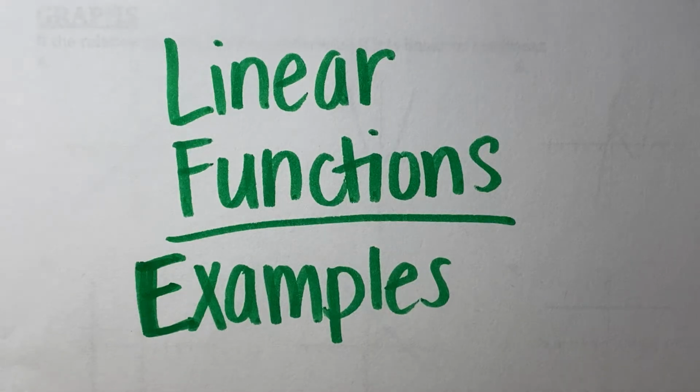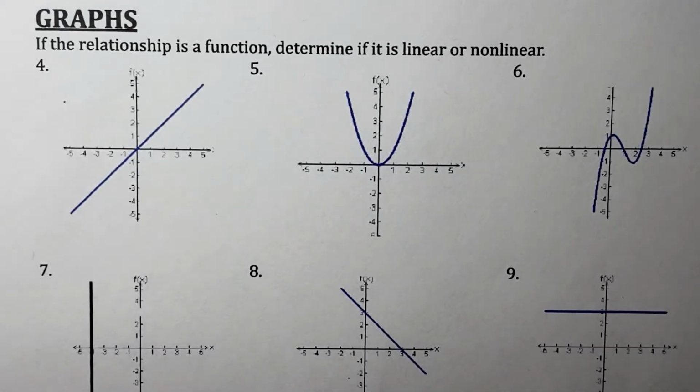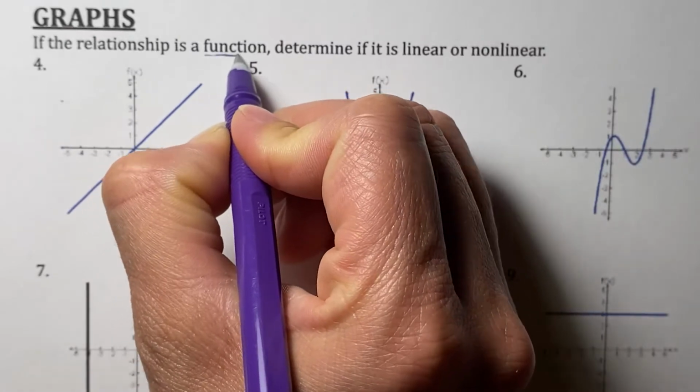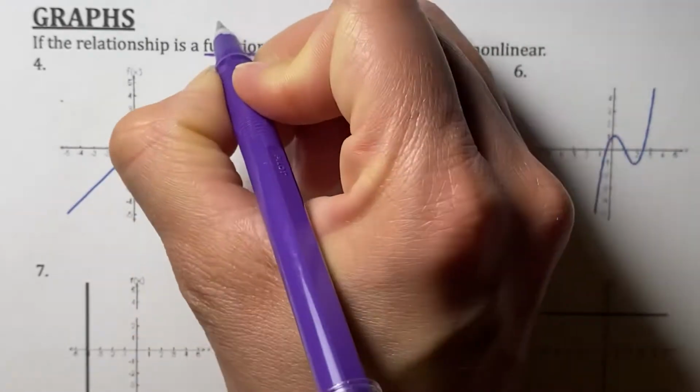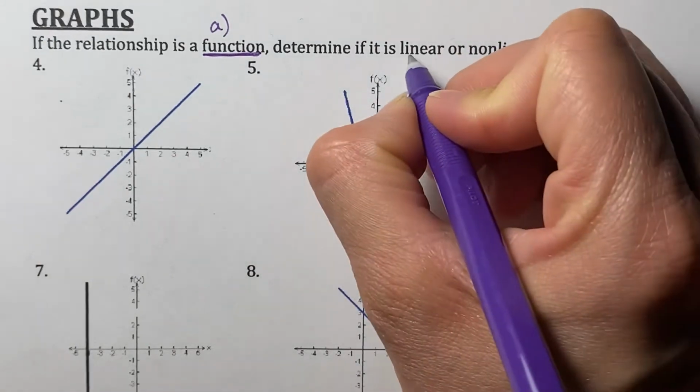In this video, we're going to look at linear functions, examples of a graph, and identify if it is linear or nonlinear. In these graphs, we're going to see if the relationship is a function. So that's our first step. That's going to be A. And then we're going to determine if it's a linear function or nonlinear.